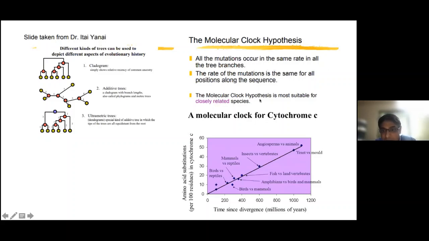And the molecular clock hypothesis is most suitable for closely related species. And using the molecular clock hypothesis, you can find out the divergence time between different sequences.